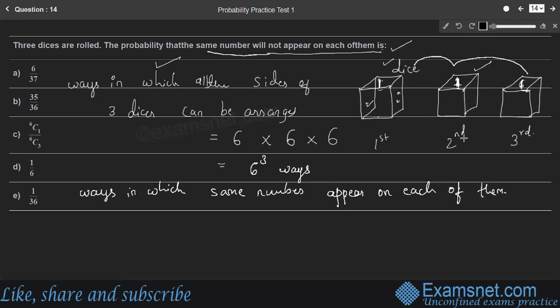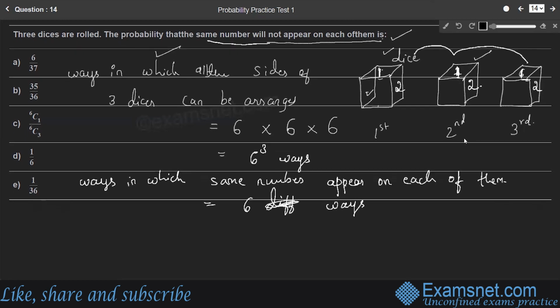So if you take 2 as the right face, in the second dice also 2 should be the right face, and in the third dice also 2 should be the right face, right? So in how many ways will the same numbers appear on each of them? In 6 different ways, right? If you consider each side separately, in 6 different ways, the same numbers can appear on each of them.